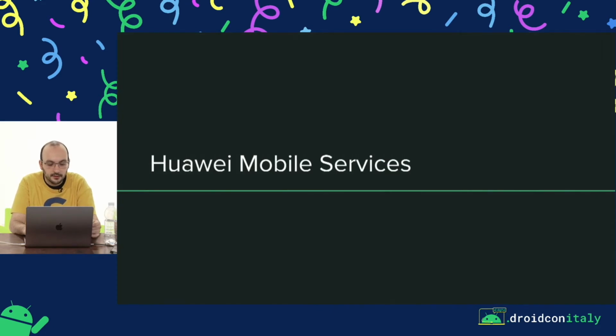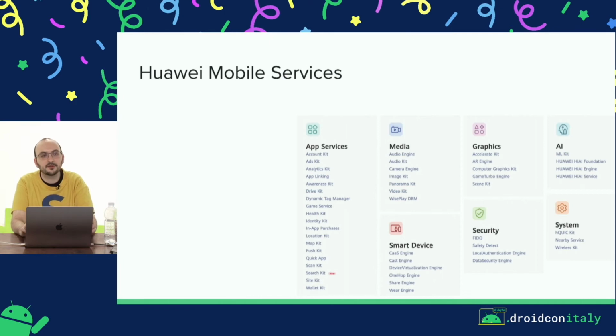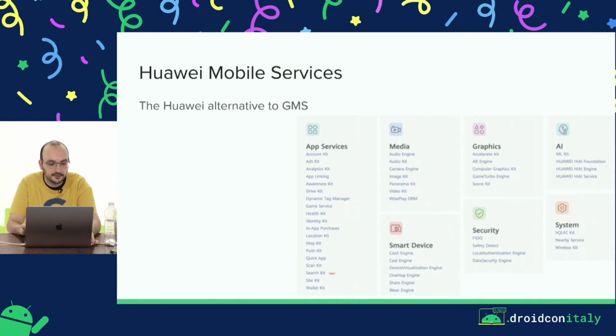So just a quick overview about Huawei Mobile Services. You saw a lot about it in the talk this morning and in the keynote yesterday. So just a quick snapshot of the Huawei side. There are really a lot of kits, a lot of libraries that Huawei developed, and we can say that it's the Huawei alternative to Google Mobile Services.